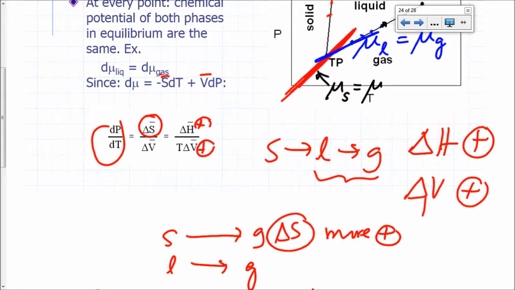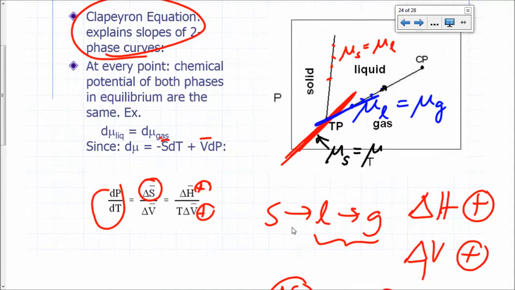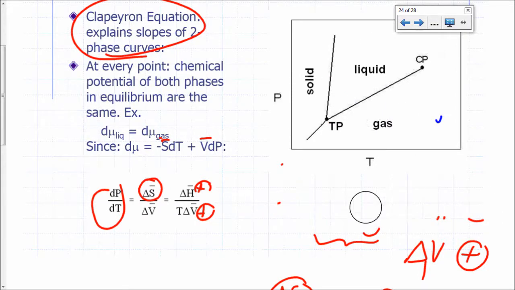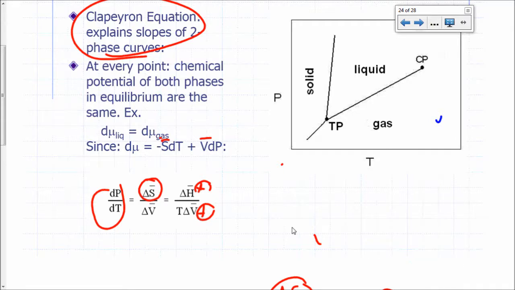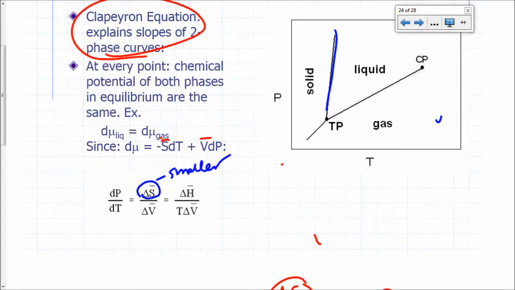Now, why is the slope of the solid liquid curve very steep? Well, here's one way to think about it in comparison to the slope of these other two curves, okay? In comparison to the liquid to gas and the solid to gas curves. This is very steep because your delta S from solid to liquid is not going to be as big as going from solid to gas or liquid to gas. So this is going to be small compared to the other curves.